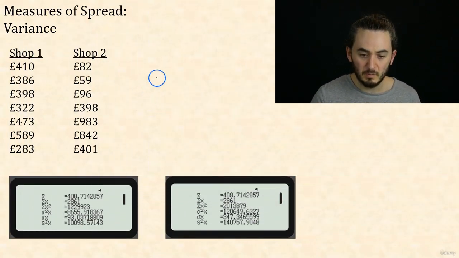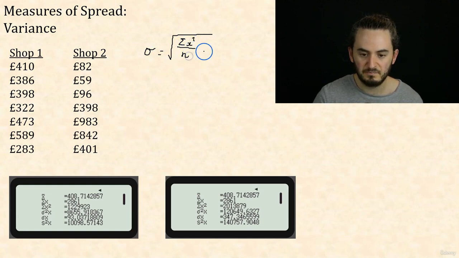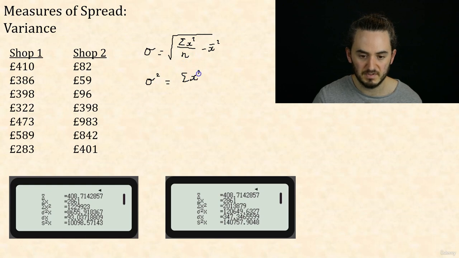Okay, so we saw that we had this formula for the standard deviation. The standard deviation was the square root of the sum of the squared terms over n minus the mean squared. The variance, which is usually just written as sigma squared, is really just the right hand side but without the square root. So the sum of the squares over n minus the mean squared.